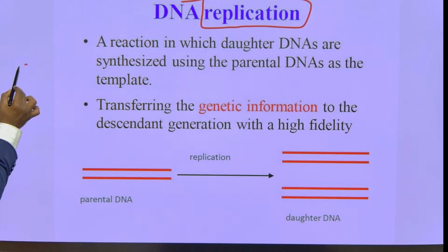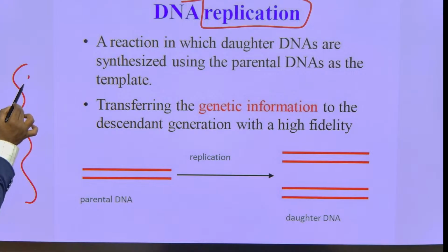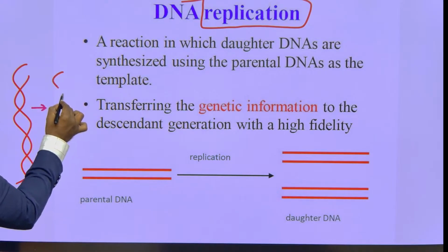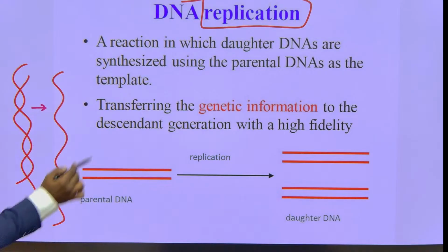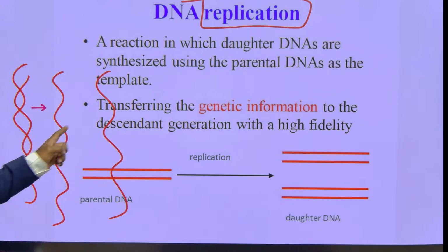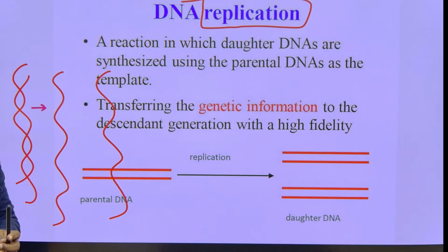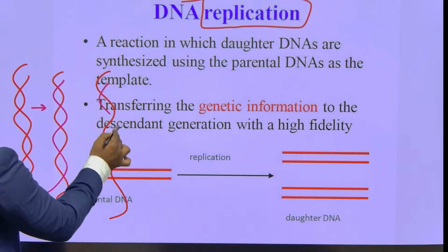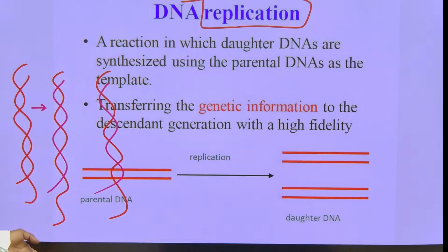See, this is double-stranded parent DNA. During DNA replication, each parent strand is getting separated. Whenever each parent strand gets separated, each parent strand acts as a template, and there is a synthesis of the daughter strand. That's all. This is the biological definition.